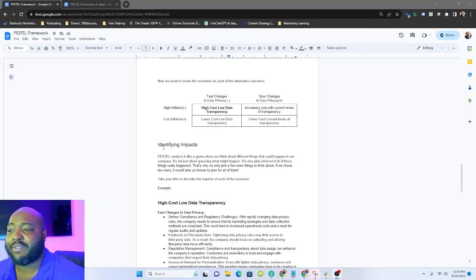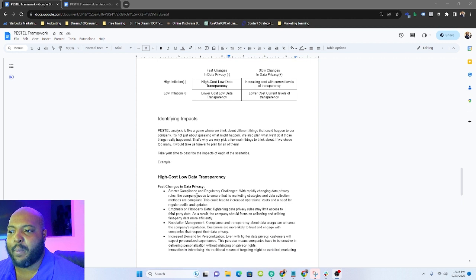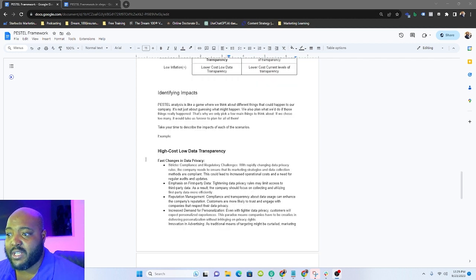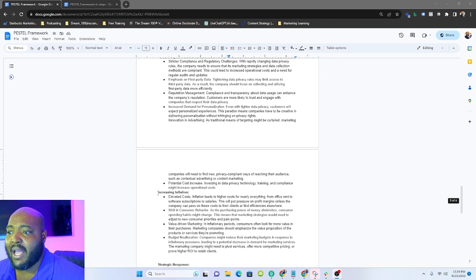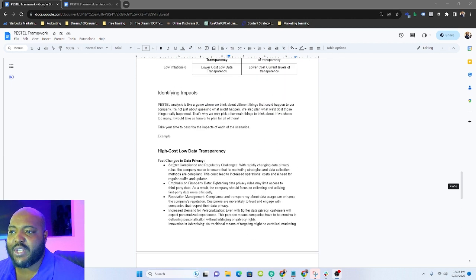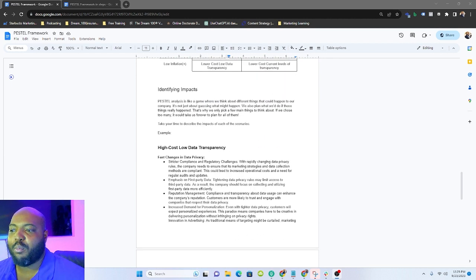I hope you enjoy. So now that we've identified the scenario, we have to think about the impacts. What happens in this environment if this happens? And we're going to use those to develop our scenarios. This is what is going to happen. So I've bolded these: high cost, low data transparency, right? So in this environment, we see fast changes in data privacy and then increasing inflation. These are the things that I think will happen based on that.